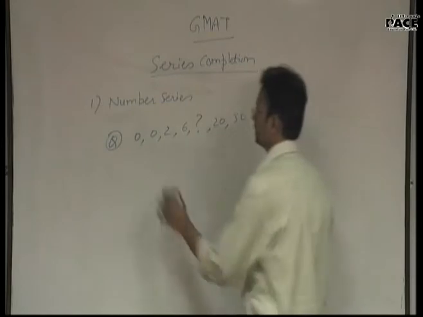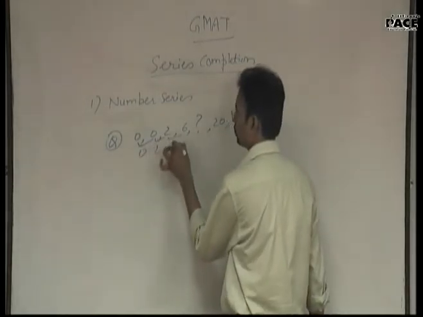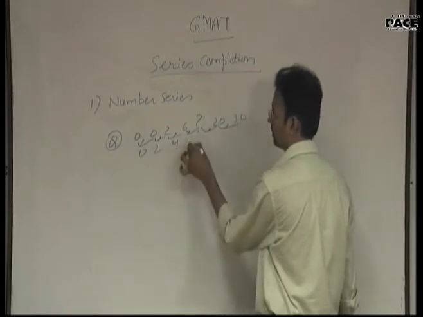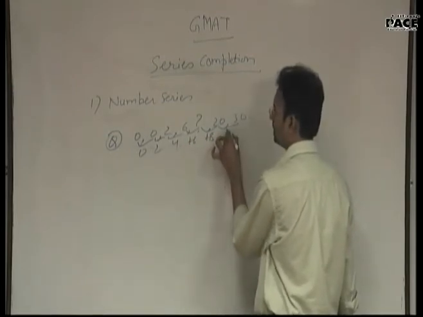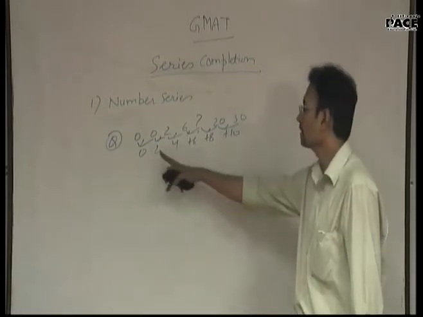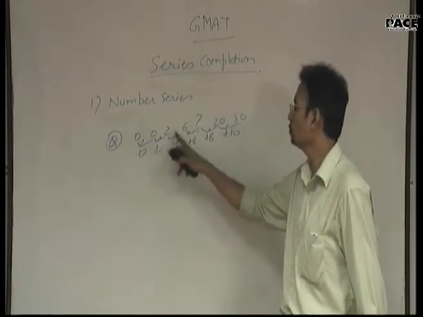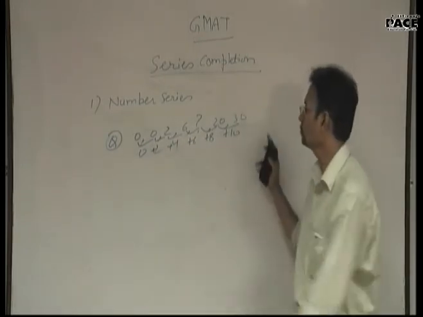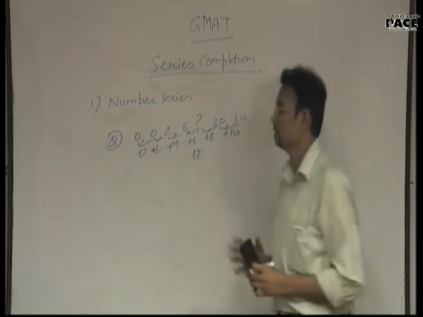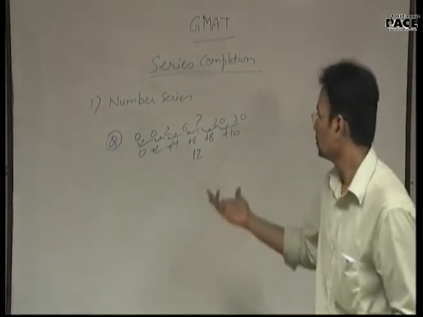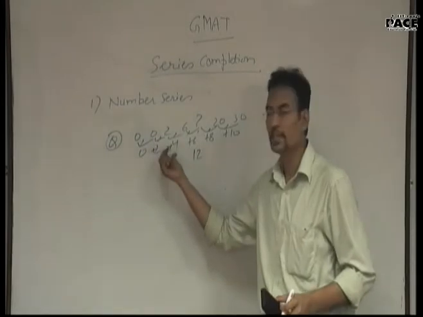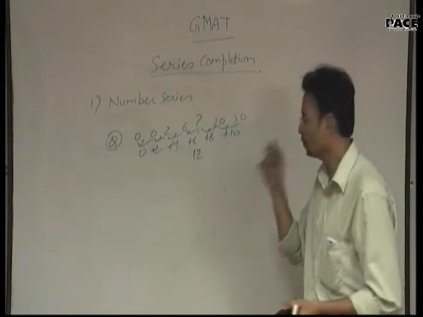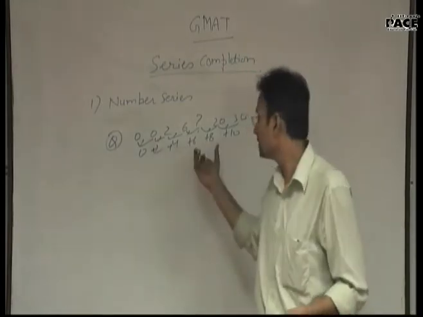In this question, if we go with the difference, this is 2, 4, so it is 6, 8, 10. Plus 0, plus 2, plus 4, plus 6, plus 8, plus 10. So the answer should be 12. It's quite obvious. So 4 terms are giving us much more idea than the 3 terms.